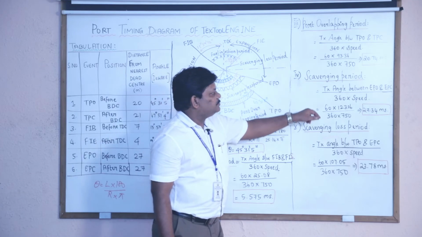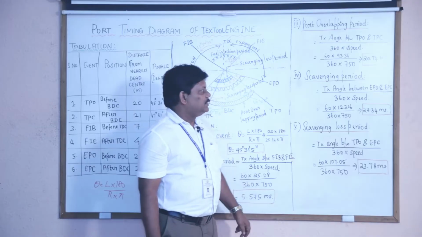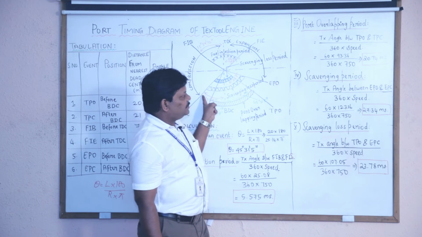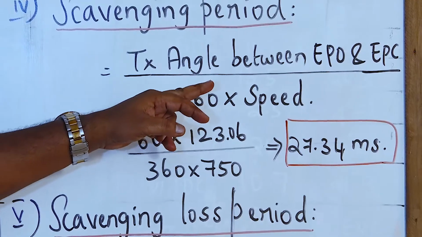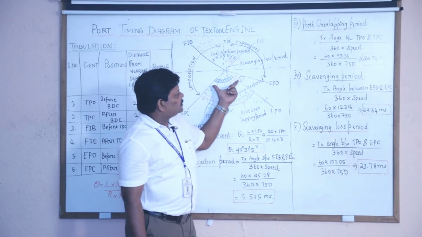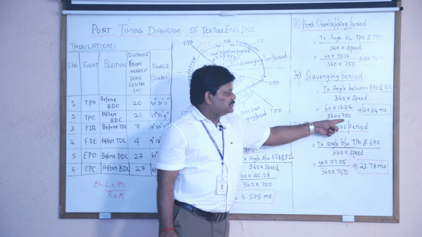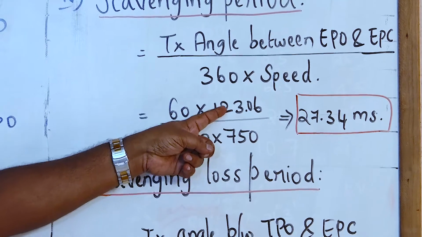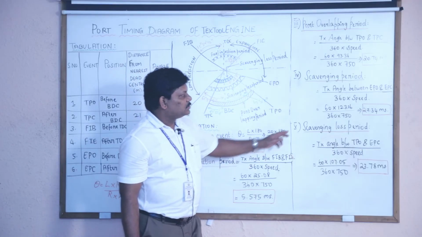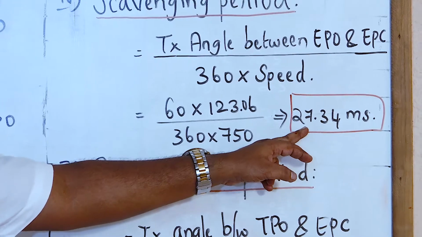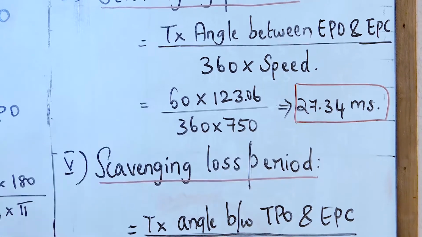And for the scavenging period, it is T into the angle between EPO and EPC divided by 360 into speed. This angle between EPO and EPC can also be measured with the help of the port timing diagram, divided by 360 into 750. The angle between EPO and EPC is 123.06 degrees. At last, when you do the calculation, you will get around 27.34 milliseconds.